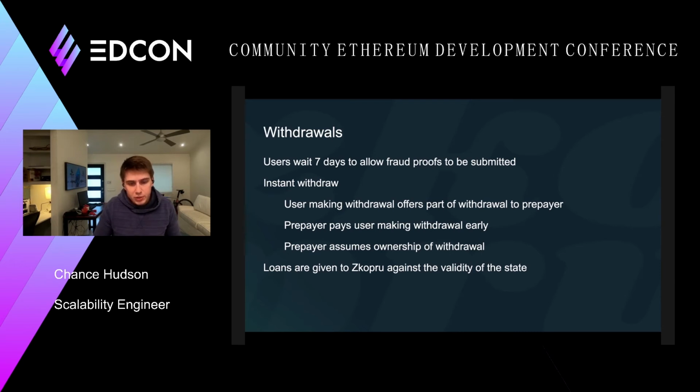So for instance, if I was making a 10 Ether withdrawal, I could offer 1 Ether to someone that is willing to pay me early. And this would work by the prepayer sending 9 Ether to Zkopru, and then that 9 Ether gets forwarded to me, and the prepayer assumes ownership of the withdrawal and then receives 10 Ether 7 days later. So you can think of this as short-term loans against the validity of the layer 2 state.